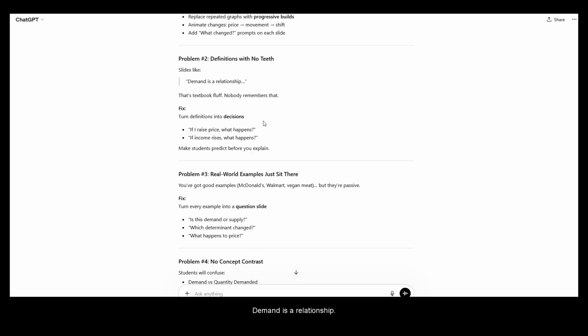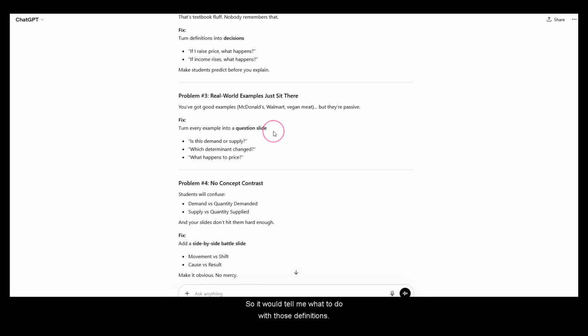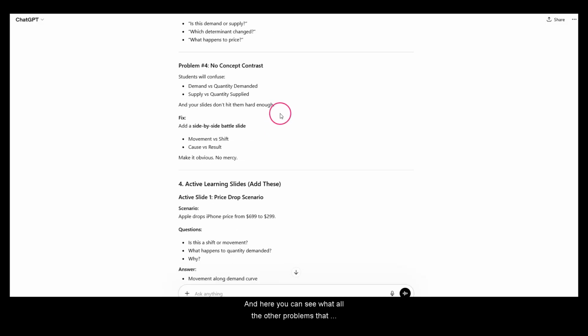So "demand is a relationship." It would tell me what to do with those definitions. And here you're going to see all the other problems that were there. It listed out 4, and it tells me how I can fix those issues.